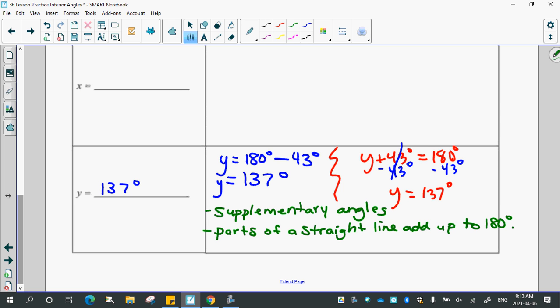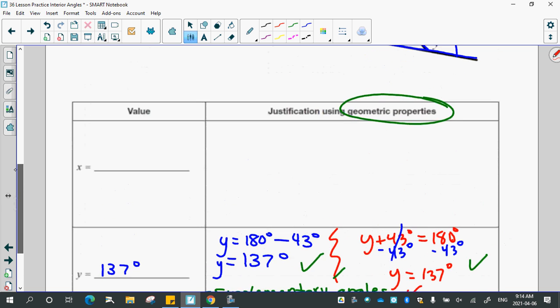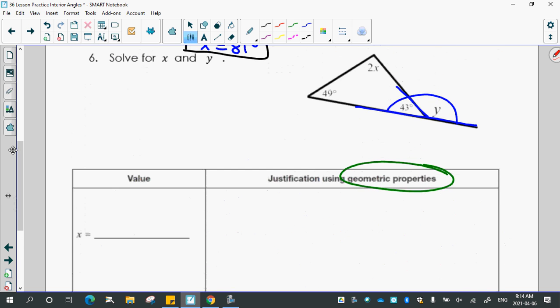So you'd have to show one of these two calculations, and you'd have to write one of these two explanations to get full marks for y. And so far we found y. Once I figure out an angle that's in a diagram, I always go and add it to my diagram because it might help me. It may or may not help me find another one. So I now know that that angle there is 137 degrees. Any ideas how I can figure out what x is?